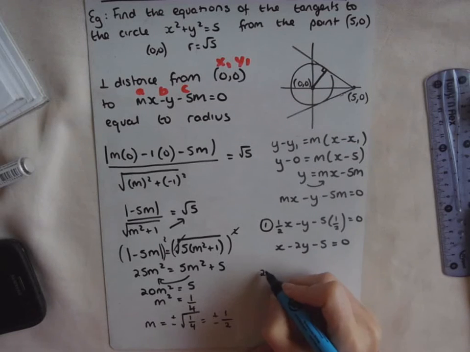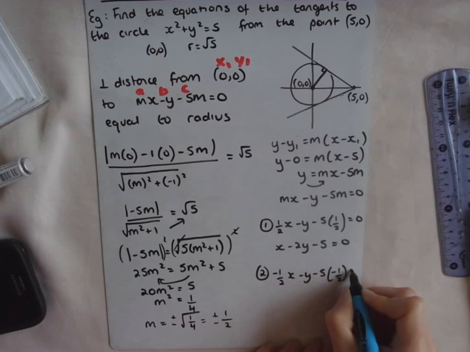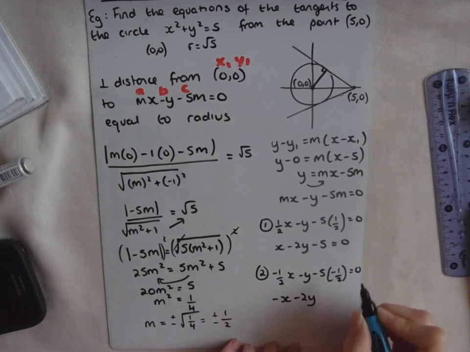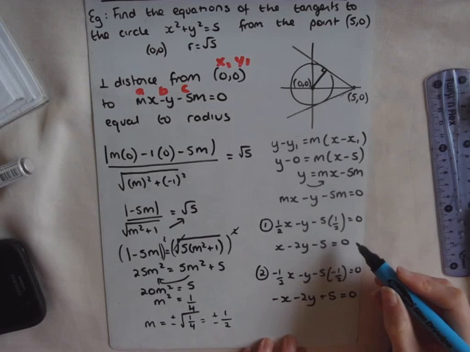And then for the next one, I'm just going to fill in the minus a half: minus a half x minus y minus 5 times minus a half. And again, I'm going to multiply everything by 2, so minus x minus 2y, and multiplying this by 2 will be plus 5 equals 0. And there you have your two equations.